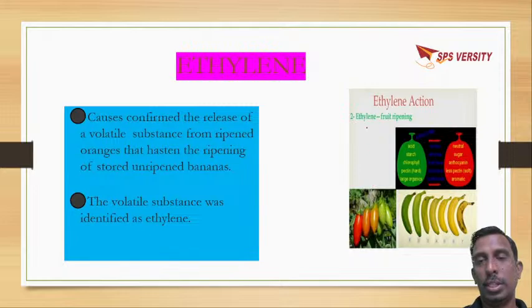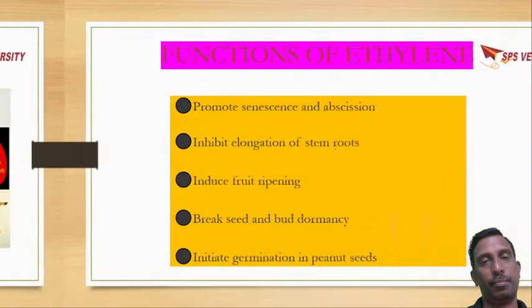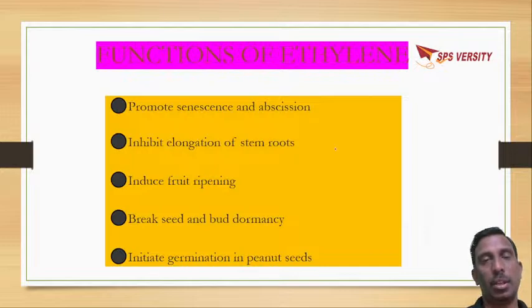So due to this action of ethylene, the fruit ripening takes place. It is called fruit ripening hormone. When you look into functions of ethylene, basically a growth inhibitor here, which will inhibit the growth.